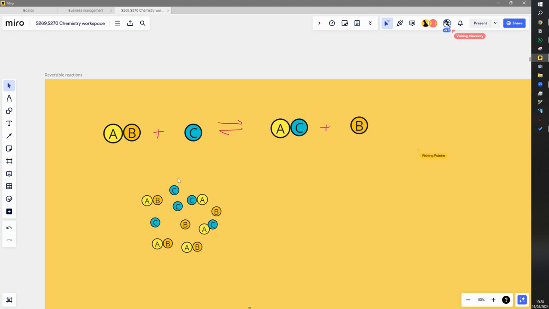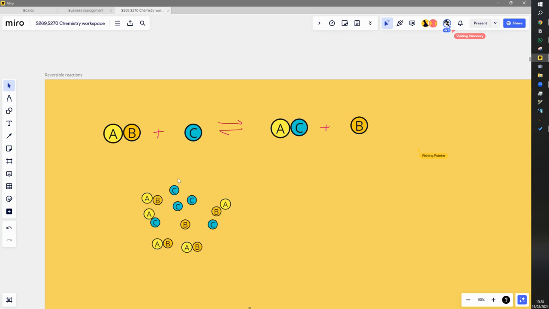But in doing so, we know it goes back the other way, so A is going to go back to B. Or maybe it goes to a different B, like that. And then they're going to get the forward reaction, like that. And then we're also going to get the backwards reaction, like that. So both of the reactions are occurring. We've got AB plus C going to AC plus B, and we've got AC plus B going to AB plus C.